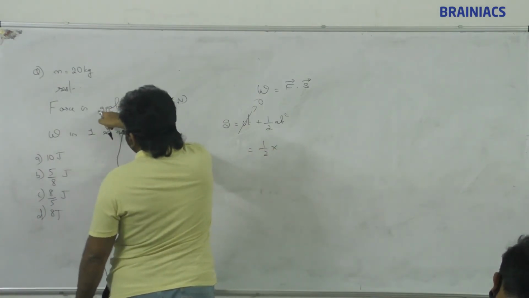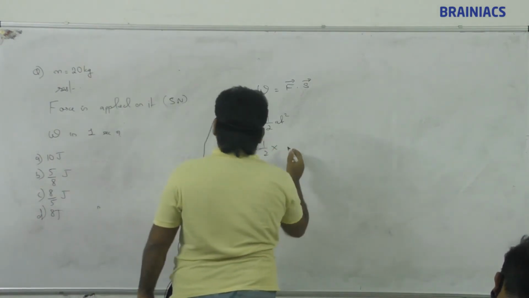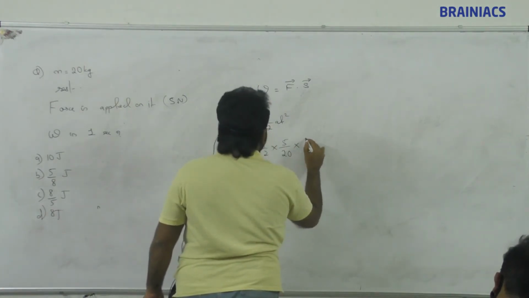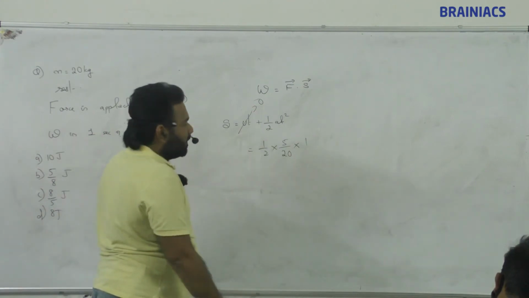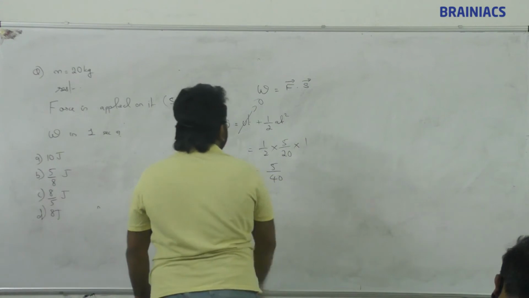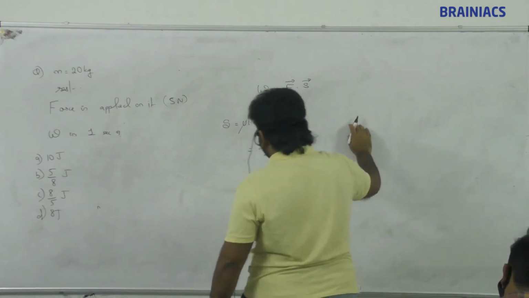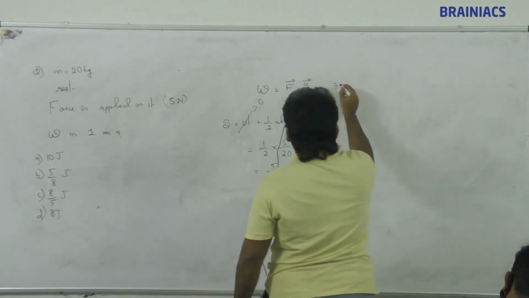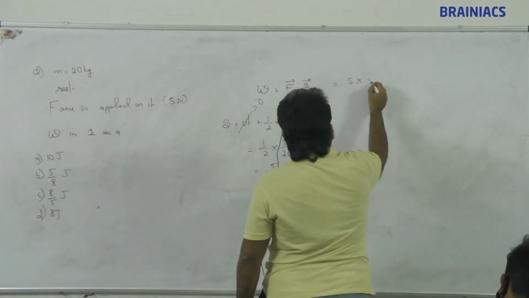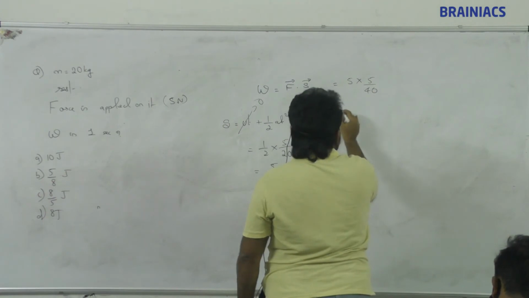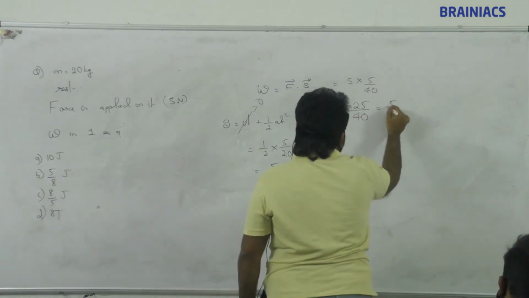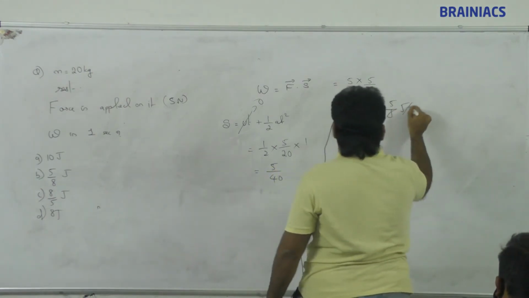Force is given, and mass. Okay, so this is 5 divided by 20 into what? For 1 second. So we will be getting 5 by 40 displacement. Correct? So put here: F dot S, so 5 into 5 by 40. That is 25 by 40, which is 5 by 8 joule. Yes.